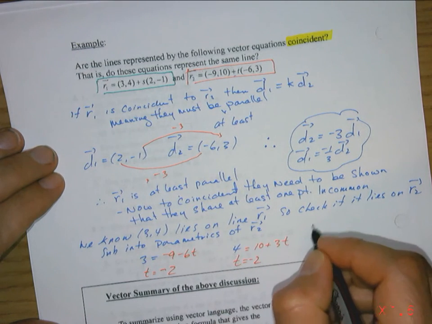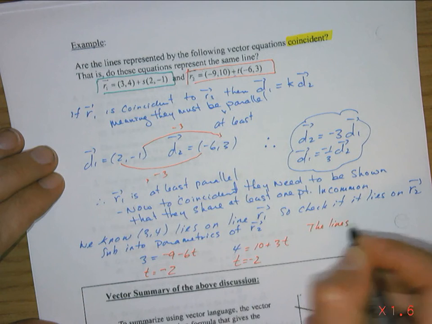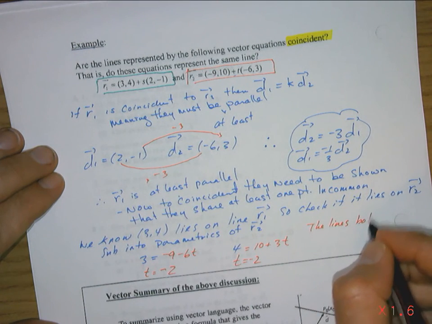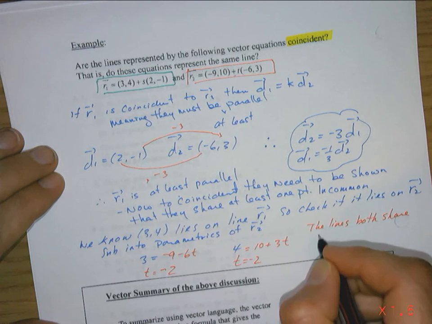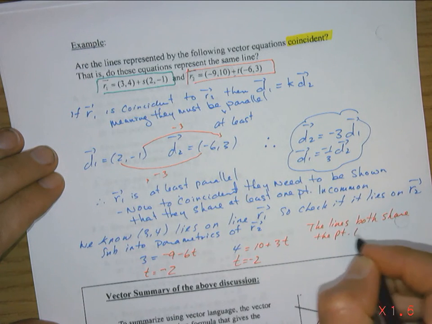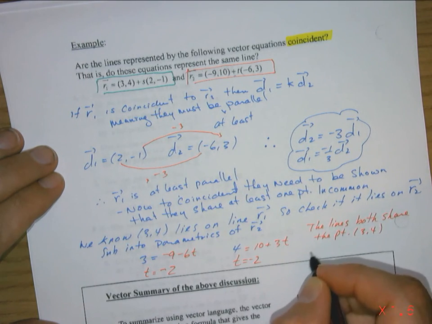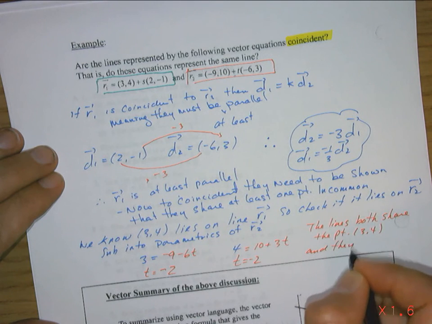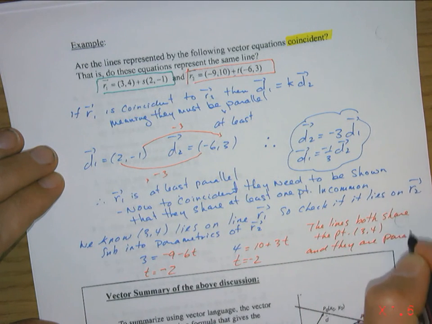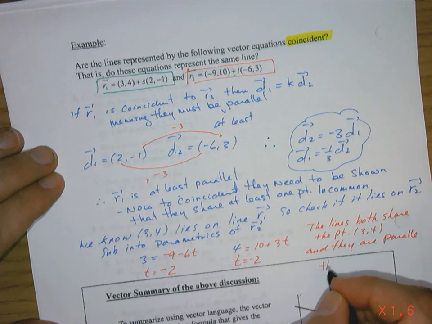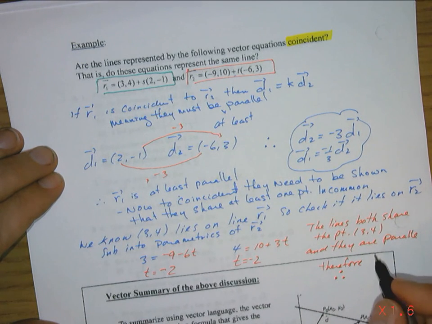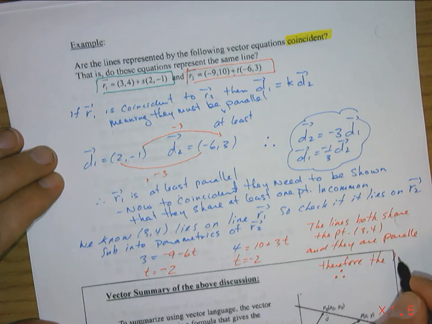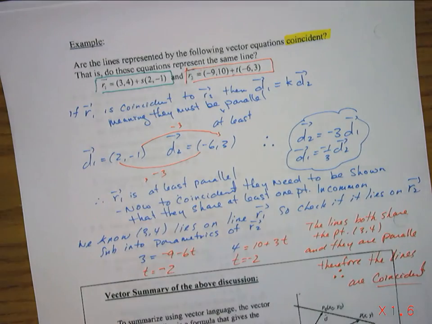The lines both share the point (3, 4), and they are parallel. Therefore, from here on in, therefore it's going to be done with 3 little dots like that. The lines are coincident. Yay! We finished it.